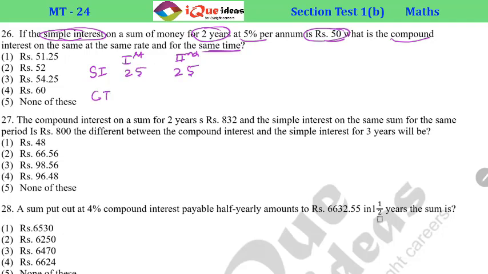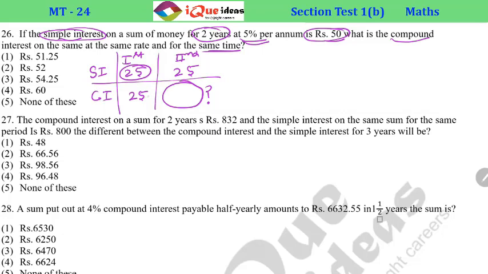Then for compound interest, what will happen? For the first year, the value of simple interest and compound interest must remain the same. So if simple interest is 25, compound interest will also be 25 rupees. Then the rate is 5%. So what will be the compound interest for the second year? This is what we have to find. Okay, how do we do that?